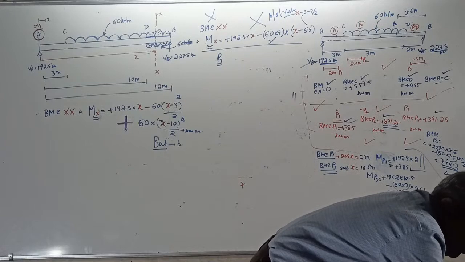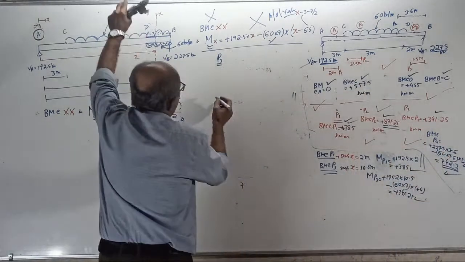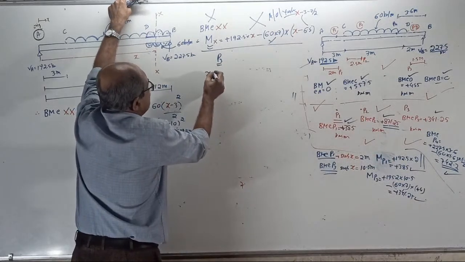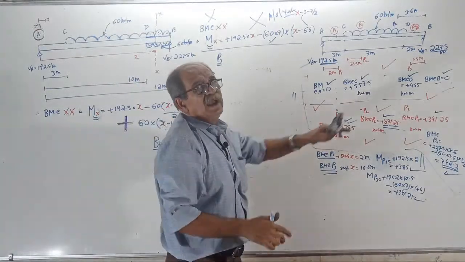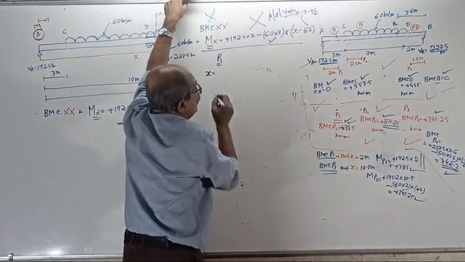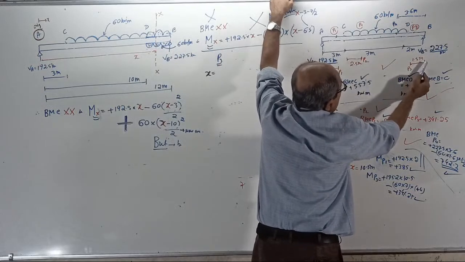I will tell you the beauty of mathematics now. Yes. Okay. First you substitute. Tell me what to do. Substitute x equal to how much? First you finish. Let us see whether the correct BM comes or not. Substitute x equal to get BM at P3. P3 is at 1.5 from here.